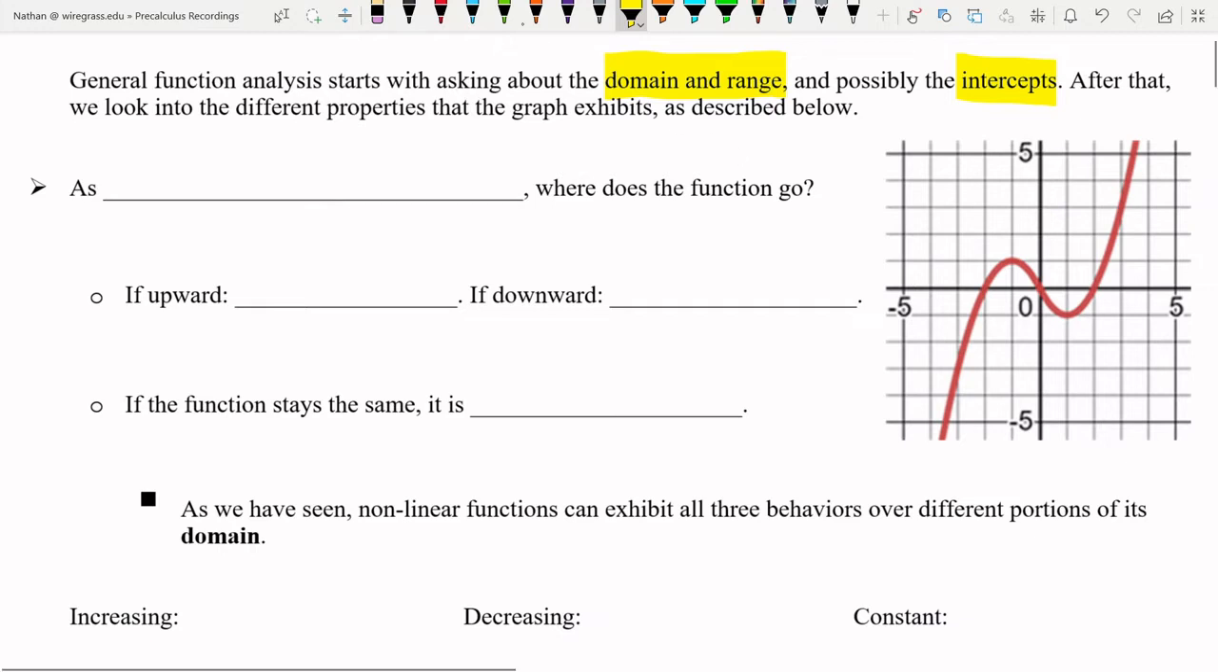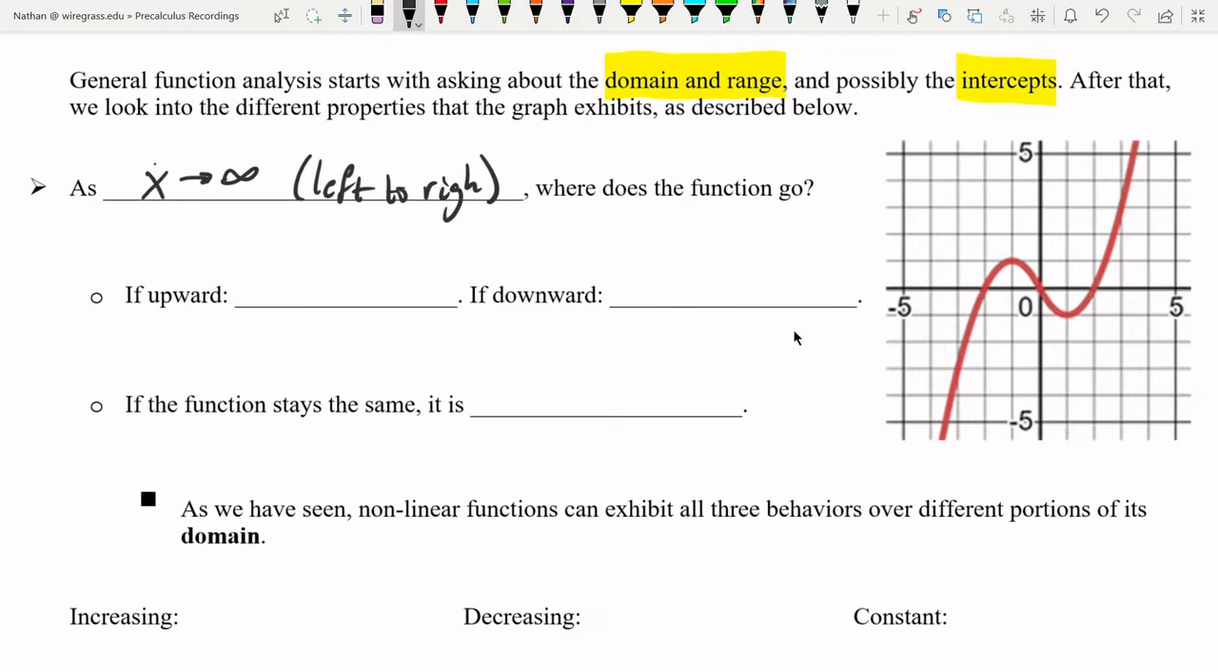So we like to look at all these things whenever we're looking at any kind of graph because it might help us define the behavior that we're looking for or answer some kind of question. For this first one, we've actually already seen this. As we go left to right, or as x goes to positive infinity, that's left to right, where does the function go?